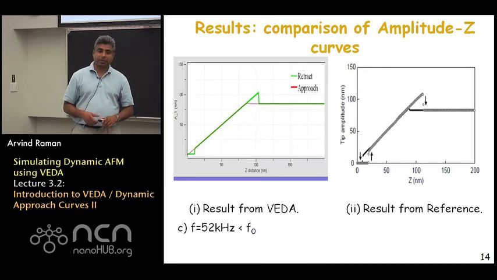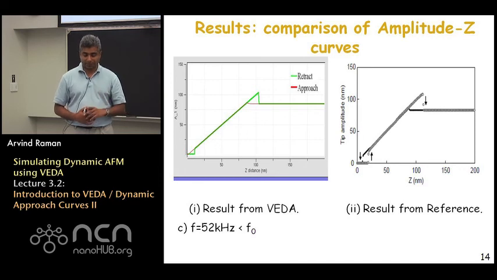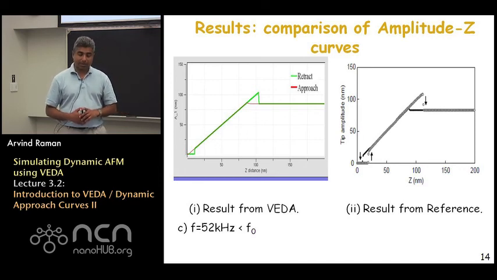In the last case, we're going to look at a case where the drive frequency is below the natural frequency. Again, one finds that there is a hysteresis in the amplitude versus Z curves, whether you're approaching or retracting from the sample, a hysteresis that did not exist, by the way, when the drive frequency was chosen to be exactly equal to the natural frequency. And on the right is the experimental result that shows exactly the same kind of behavior.